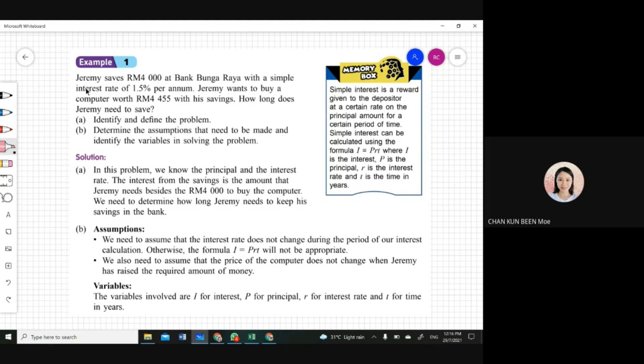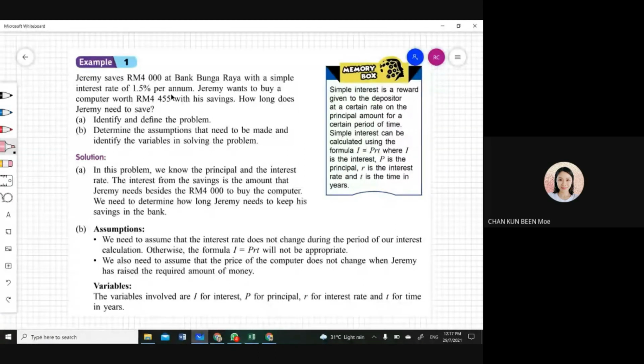Okay, now look at example 1. Jeremy saved 4,000 at Bank Bunga Raya with a simple interest rate of 1.5% per annum. Jeremy wants to buy a computer worth 4,455 with his savings. How long does Jeremy need to save? Identify and define the problem. Okay, so in this problem, we know the principal and the interest rate. The interest from the saving is the amount that Jeremy needs besides 4,000 to buy the computer. So we need to determine how long Jeremy needs to keep his savings in the bank.